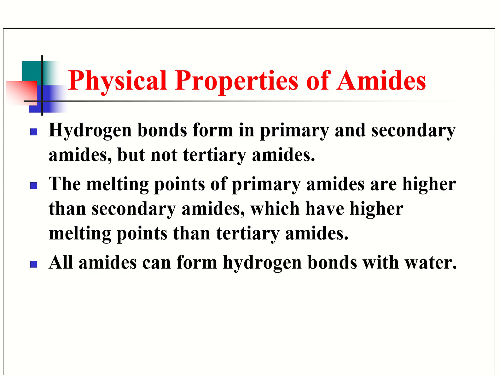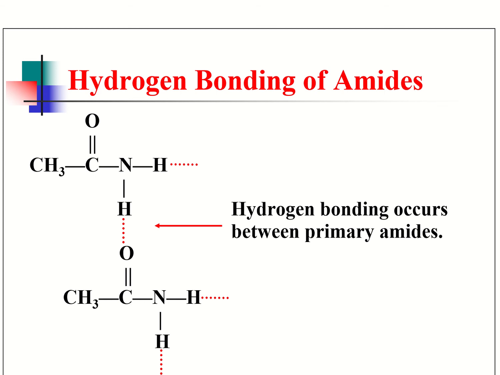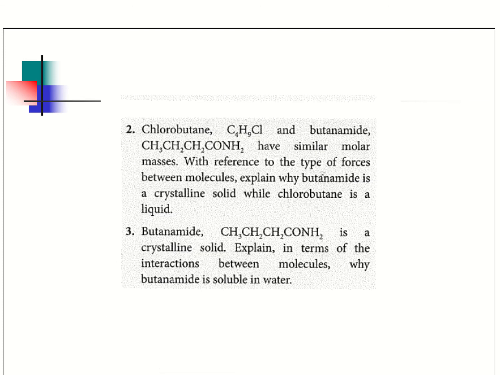They can all form hydrogen bonds with water. You might ask yourself, how can tertiaries form hydrogen bonds with water? It's a little bit like why aldehydes and ketones can do it, because they still have this group here, which is a hydrogen bonding site. But once they get above about 5 carbons, they do not. They are insoluble in water and they form 2 layers. So that's hydrogen bonding just within amide to amide there. You could have a go then at the questions that are on the board.